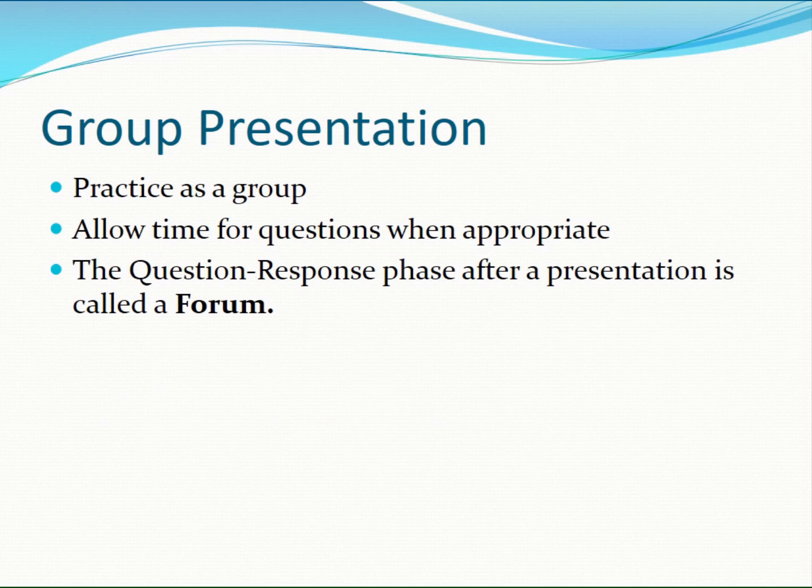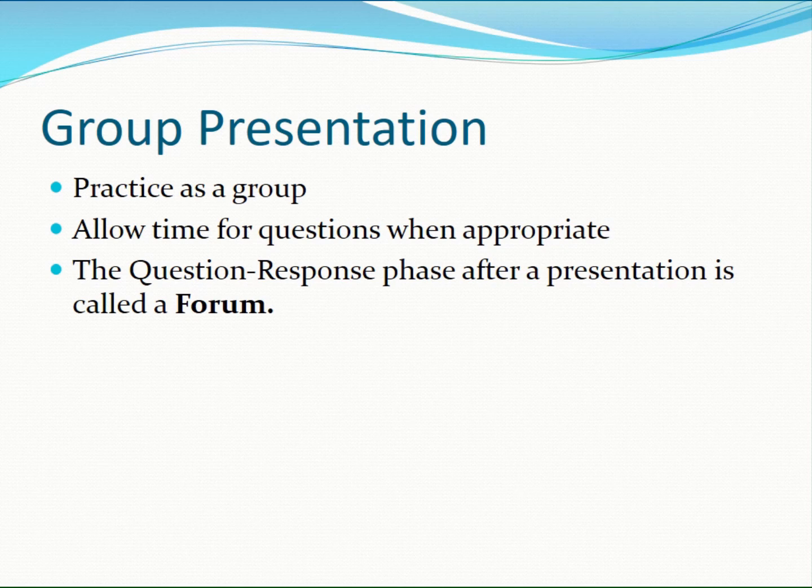One final note. When it comes to group work, sometimes you'll have to do a group presentation. So we're just going to hit on a couple of very key things here. One is to practice as a group. A common downfall for group presentations is that the group does not practice together. It will seem very disjointed. If you don't practice together, it will seem unnatural. So practice together.